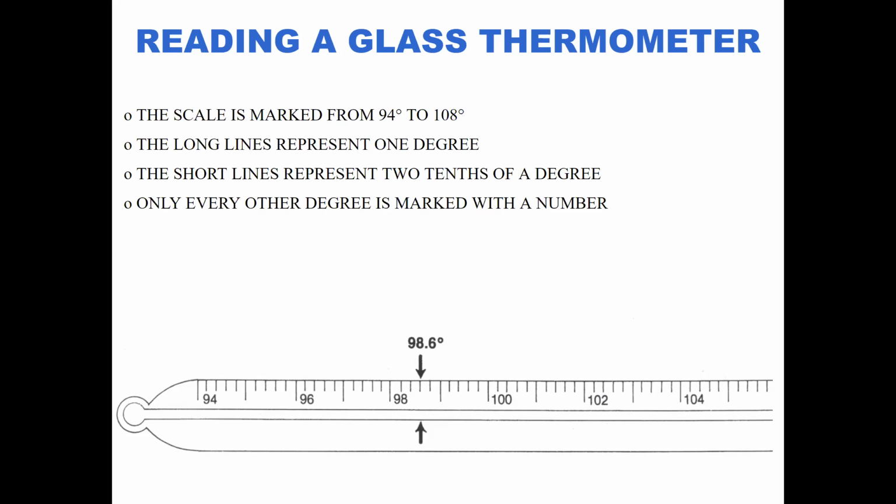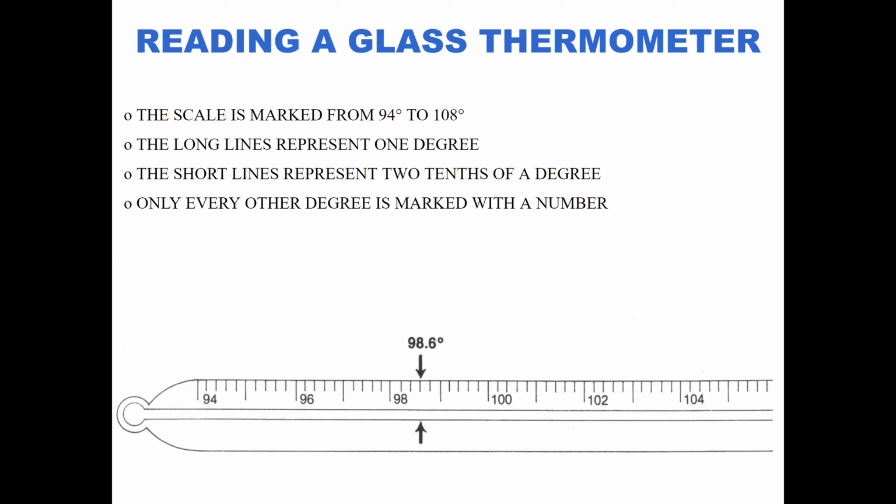Reading an old-school mercury thermometer. That's the one that looks like a little cylinder. You have to shake it to get the mercury down. It has a little silver tip on the end. The scale is marked from 94 to 108.